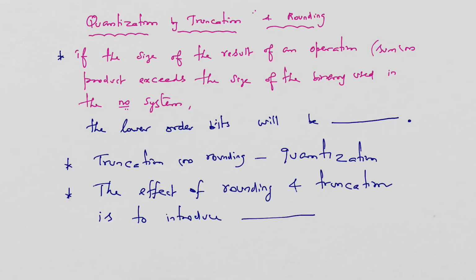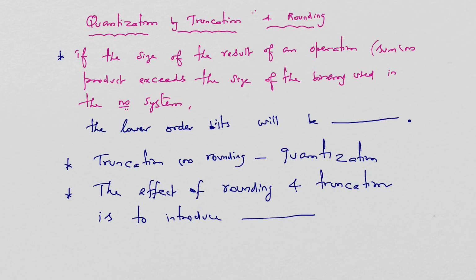Hi everybody, let us see the effects of quantization by truncation and rounding in number representation in DSP systems. In fixed point or floating point arithmetic operations, the size of the result of an operation may exceed the size of binary used. So in such cases, the lower order bits have to be eliminated in order to store the result into the specified memory location. The two methods of eliminating these lower order bits are truncation and rounding. The process is known as quantization by truncation and rounding.